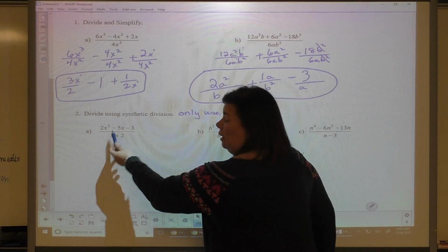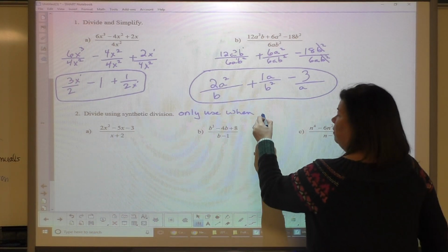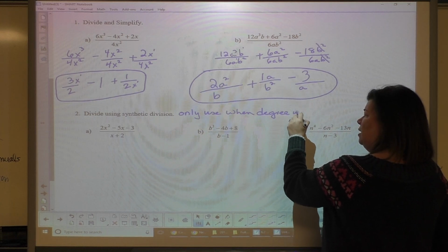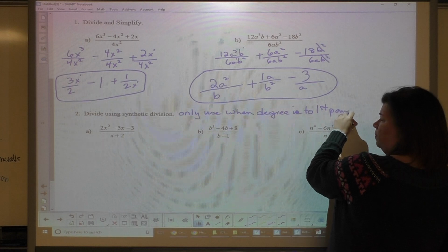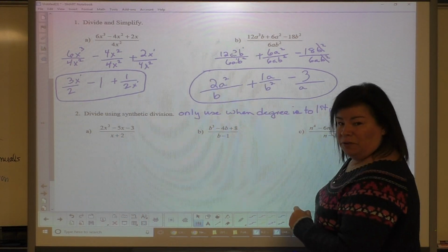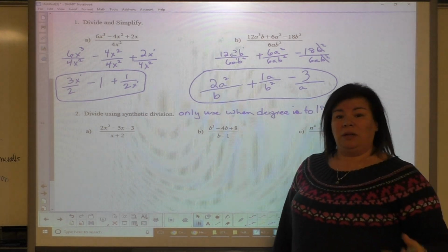when our degree in our denominator is to the first power. Well, this x is to the first power, this b is to the first power, and this n is to the first power. So we're good to use it.